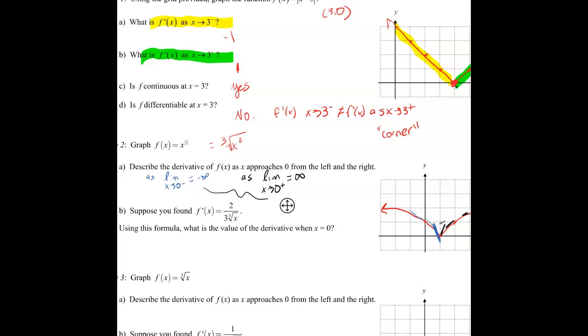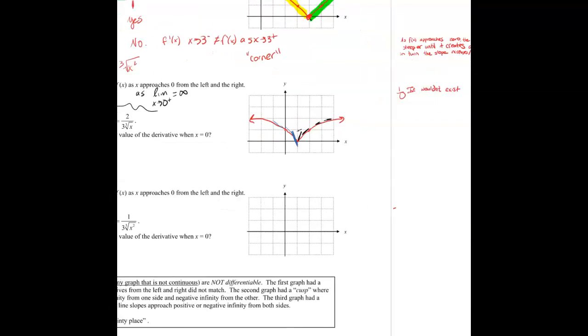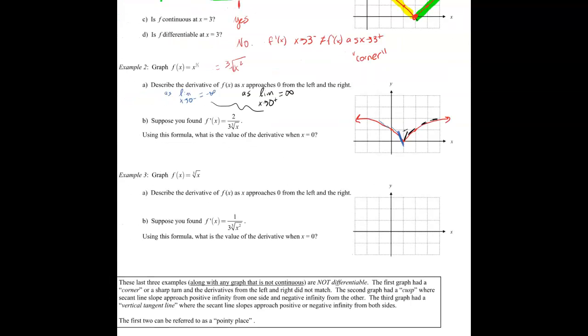So suppose that we found that f prime of x is equal to 2 over 3 times the cube root of x. It says, using this formula, what is the value of the derivative when x is equal to 0? So if we were to plug in 0, I would get f prime of 0 is equal to 2 over 3 cube root of 0, which is just 2 over 0 once I simplify that, which would be undefined.